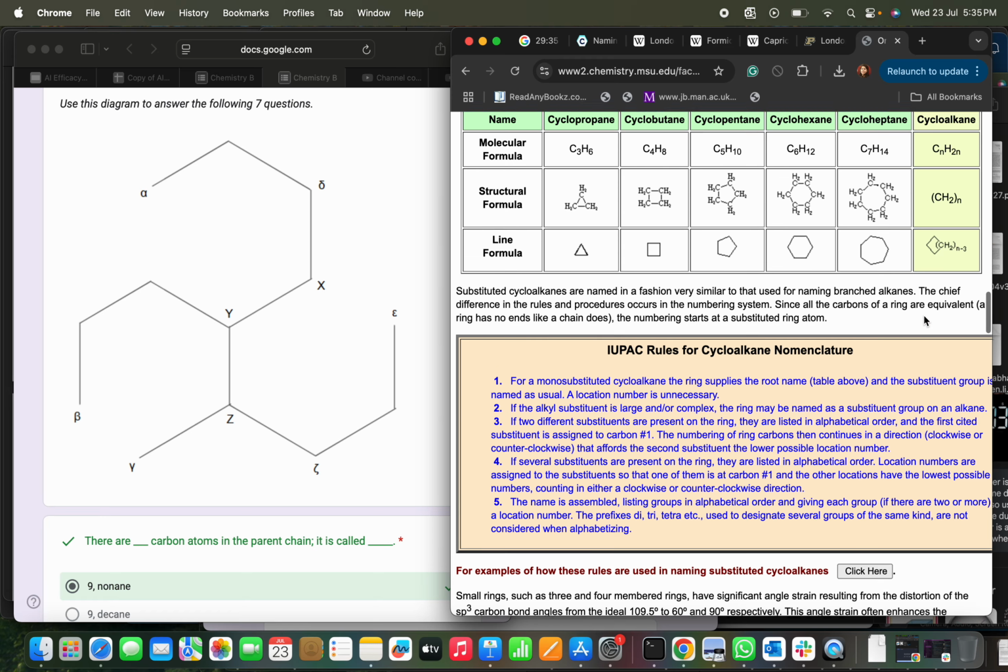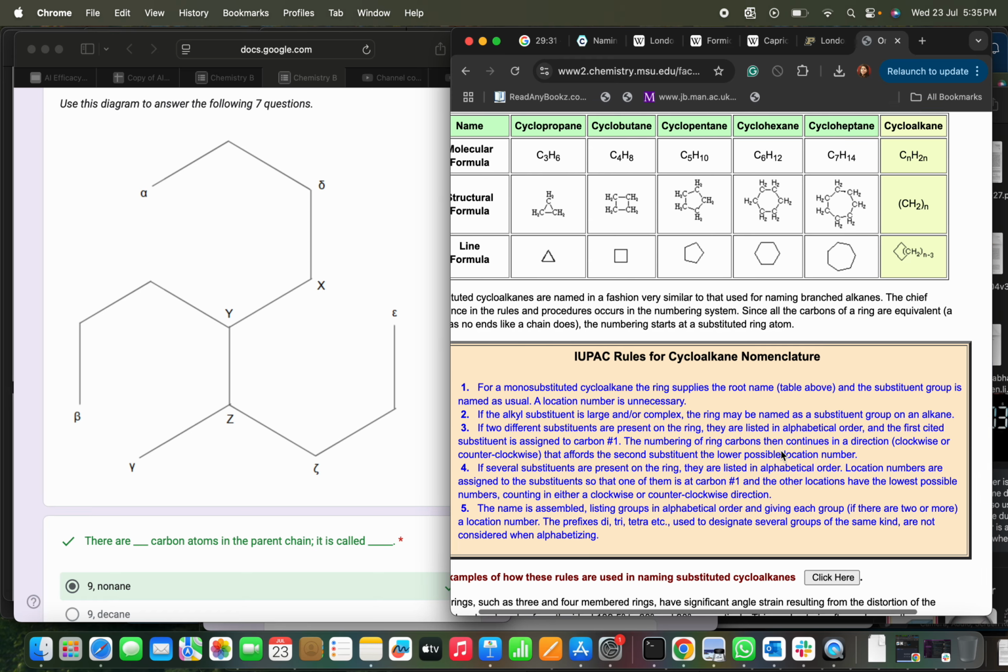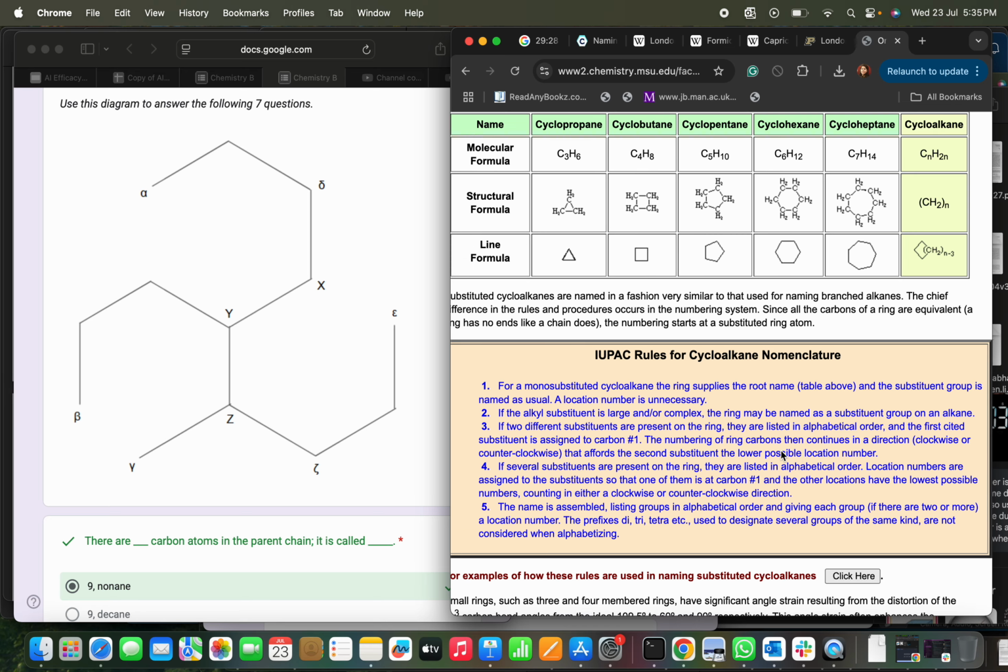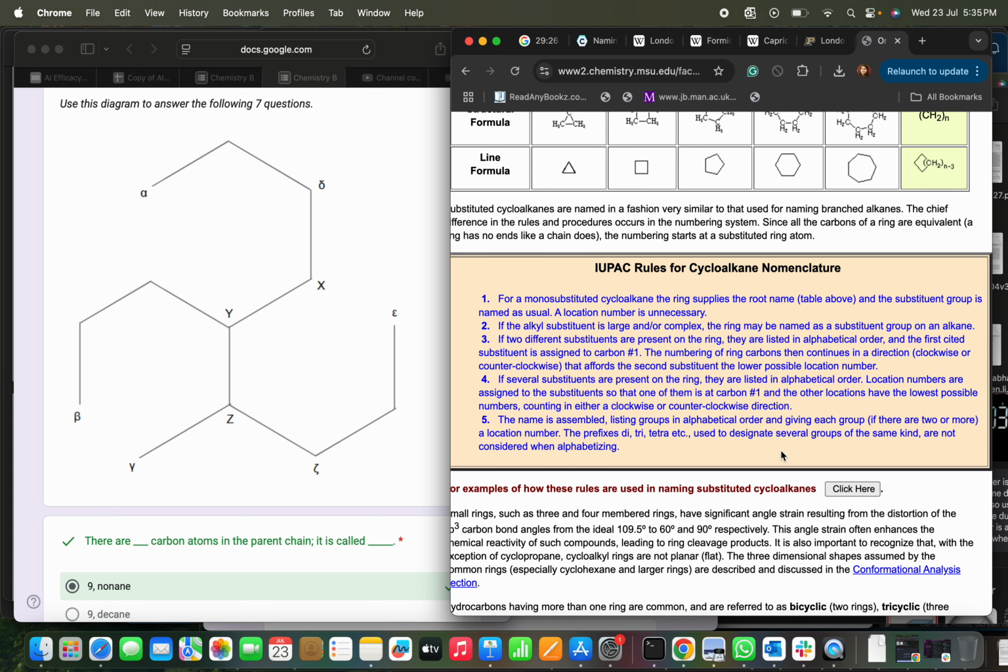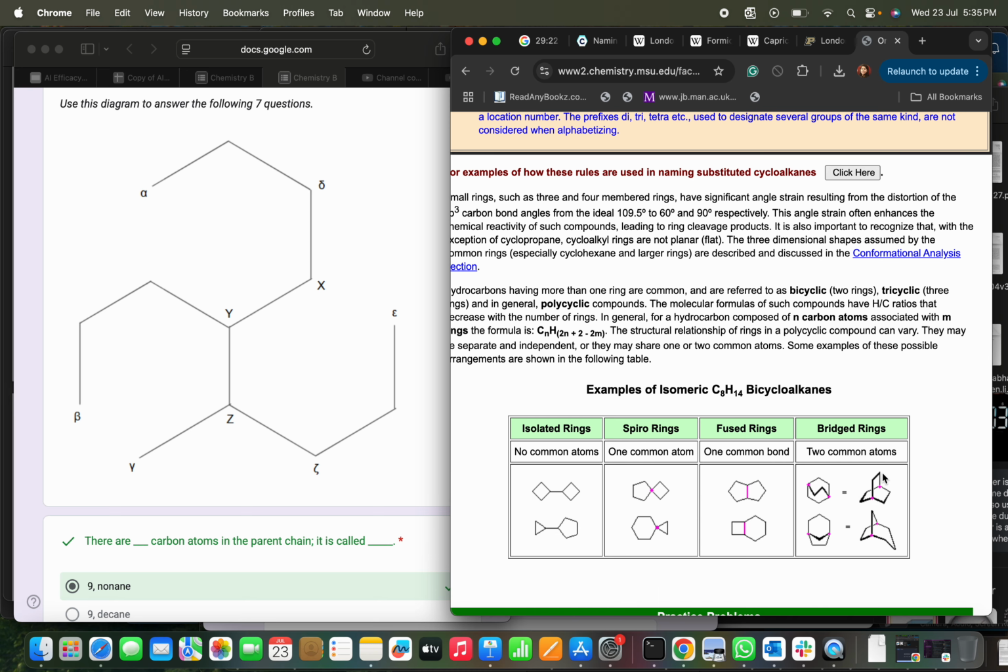Alright, so for a mono-substituted ring, the ring supplies the root name and the substituent is named. A location number is unnecessary. Mono-substituted. Okay, this is not something I want to look for.